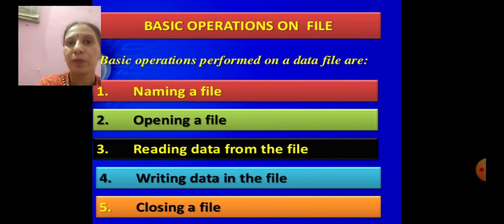The basic operations we perform on files are, first, naming a file, and you can give any name to your file. Then opening a file by using the open function, then reading data from the file by using various reading operations like read and readline. The next operation is writing data in the file by using write operations like the write and writelines methods. Then we close a file by using the close function. So these are the basic operations we perform on files.